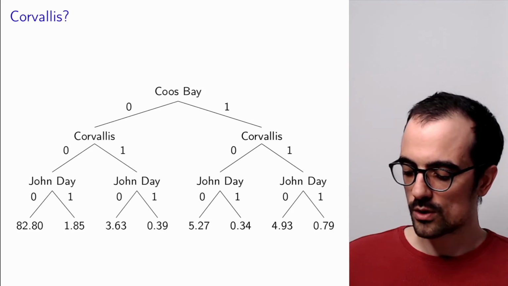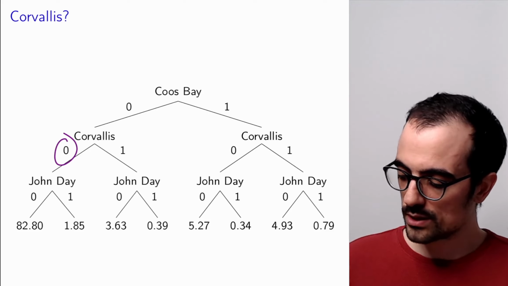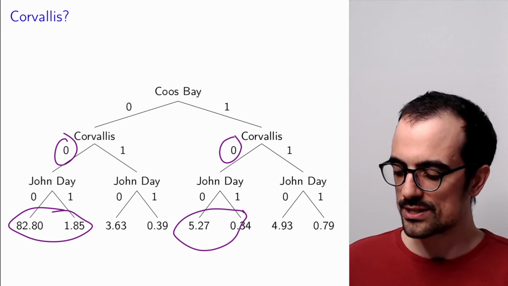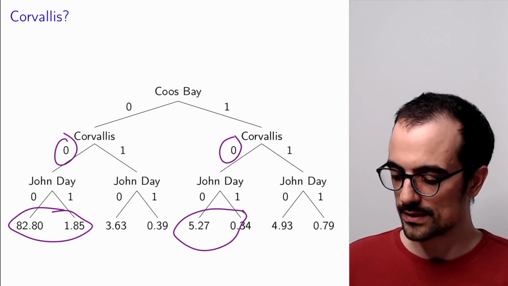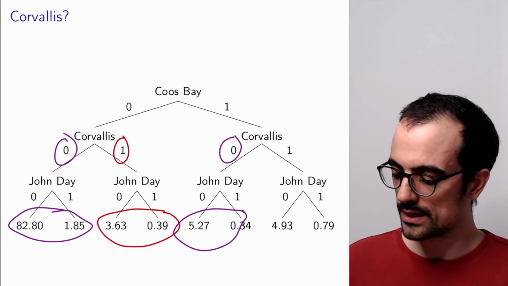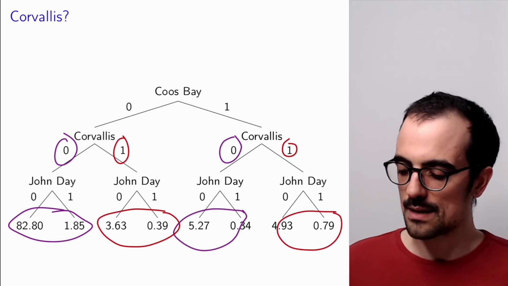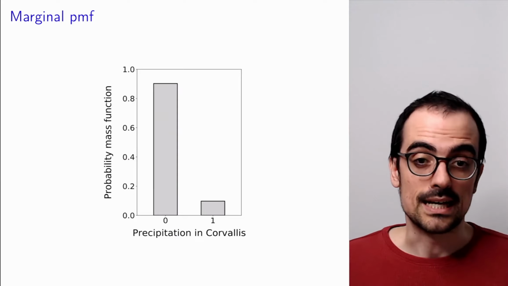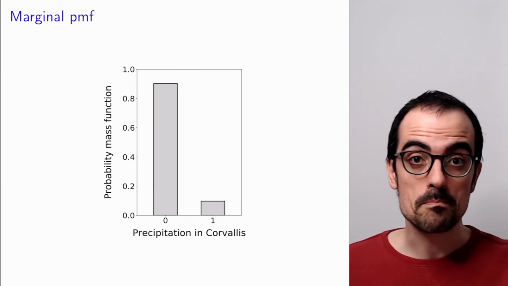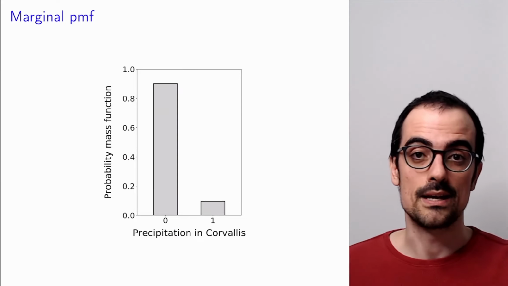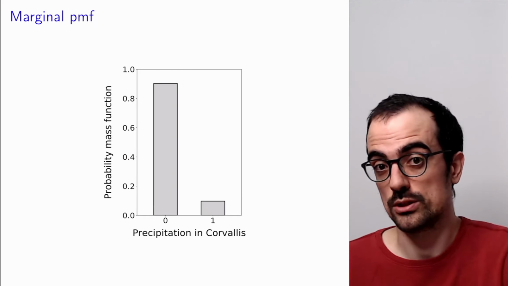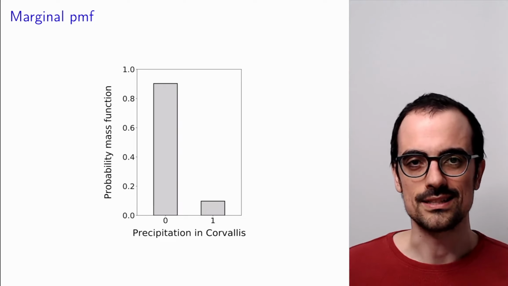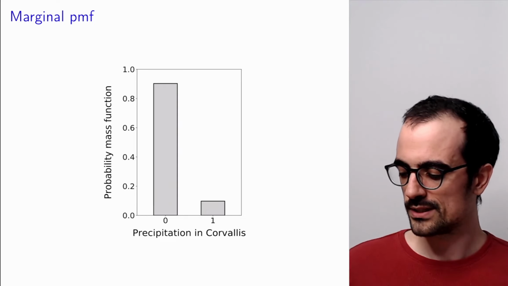What if you just want Corvallis? Well, then you look at the values for which Corvallis is equal to 0, and you sum over them. Again, you sum over everything that you don't care about. For Corvallis equal to 1, these are the values. We're summing over Coos Bay and John Day. All right, and we would get that marginal PMF. This allows us to compare what's going on in Corvallis and John Day, or Corvallis and Coos Bay, kind of separately, in terms of their marginal distributions.